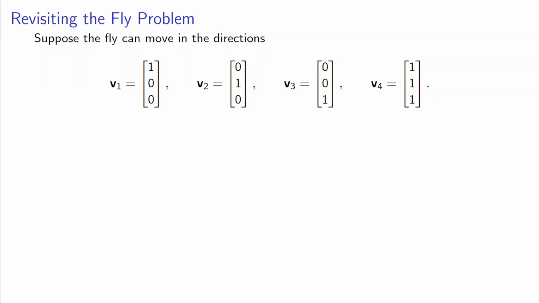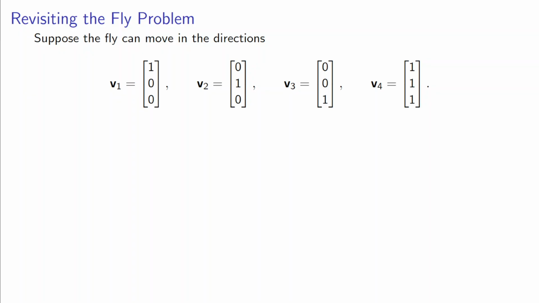In the last video, we asked a question about a fly that was living at the origin in R3, and we were asking, can that fly get to a particular point in R3 if it was only allowed to fly in directions or scalar multiples of certain vectors? Those vectors were (1, 0, 0), (0, 1, 0), (0, 0, 1), and (1, 1, 1). What we discovered is that the fly could get to the point in the original question as well as any other point in R3.